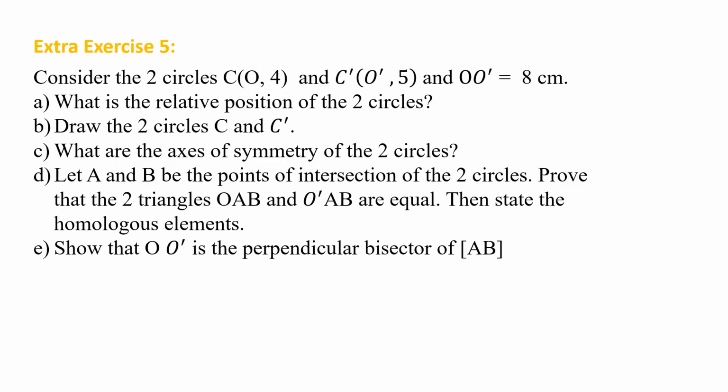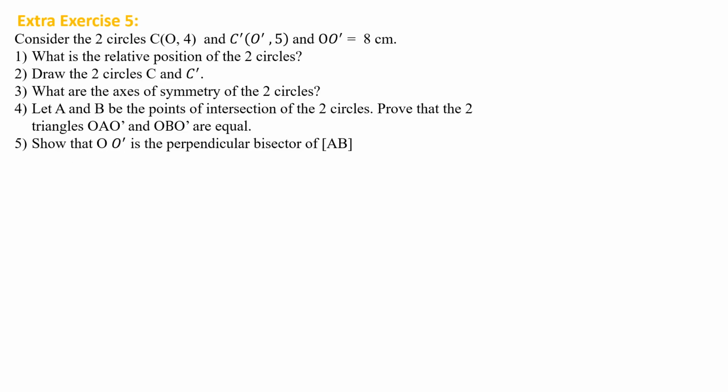Let's solve this exercise together. Consider two circles, circle C of center O and radius 4 cm, and C prime of center O prime and radius 5 cm, and OO prime, the line of centers, equal to 8 cm. The first question: what is the relative position of the two circles?